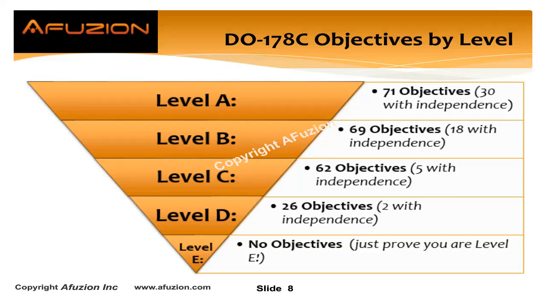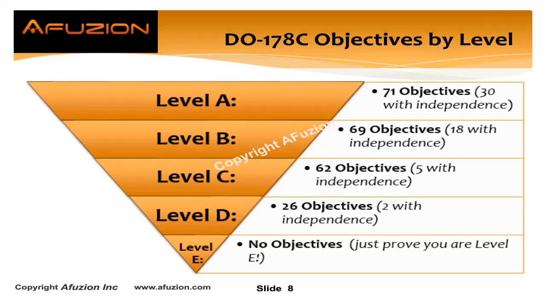I'm joking. Of course we have code, but we don't open the code. We don't review it. There's only 26 objectives. For level D, it's good, basic, provable software development. And level E has no objectives. We just need one thing, a safety assessment, an FHA, to prove we are level E.